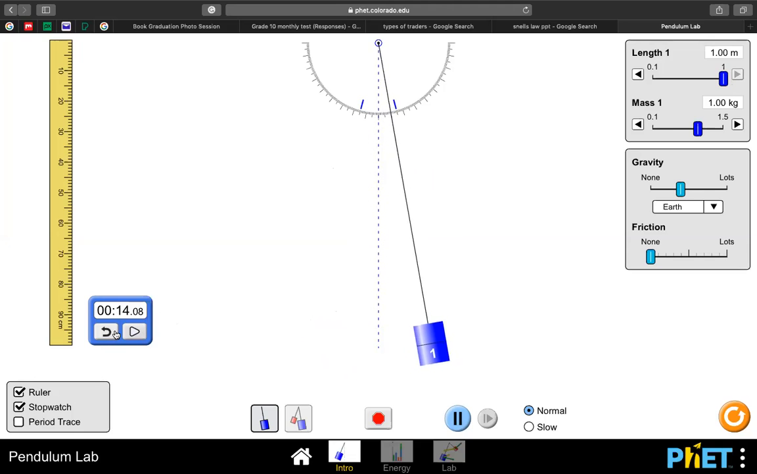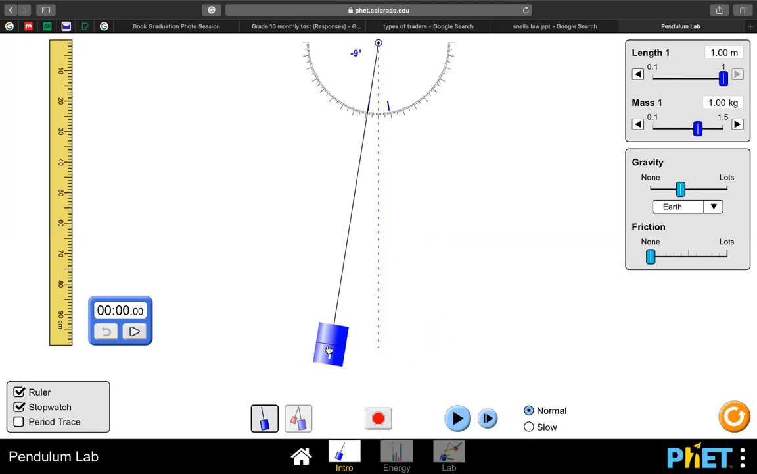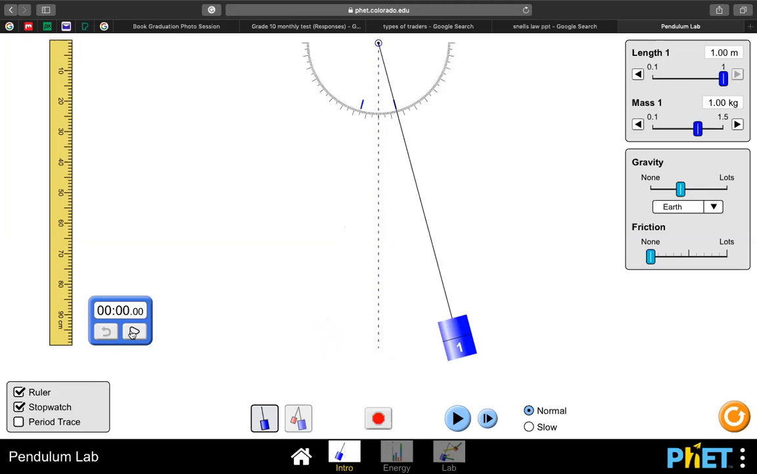Yeah. So we now have to start over. Let's try this again. All right, let me stop it. Place it back at 15. Let's try again.